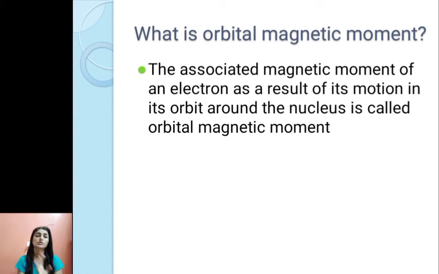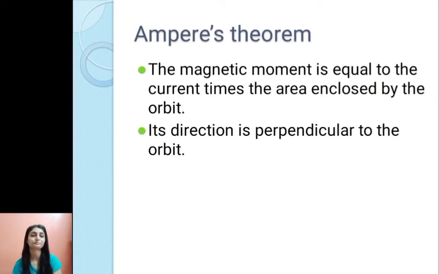Now we are going to talk about the orbital magnetic moment of the electron. So what is orbital magnetic moment? As I said, it is the associated magnetic moment of an electron. And why is it there? Because of its motion in orbit around the nucleus. That is why the name given is orbital magnetic moment.